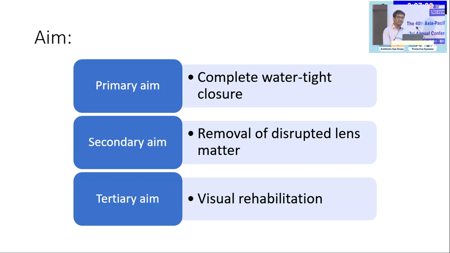So let's start with the aim of surgery. Whenever we are encountering a case of open globe injury, what is the primary aim of surgery? The primary aim of surgery is to attain a complete watertight closure. Removal of the disrupted lens matter from the anterior chamber and visual rehabilitation are secondary and tertiary aims. The primary aim always is just a complete watertight closure.